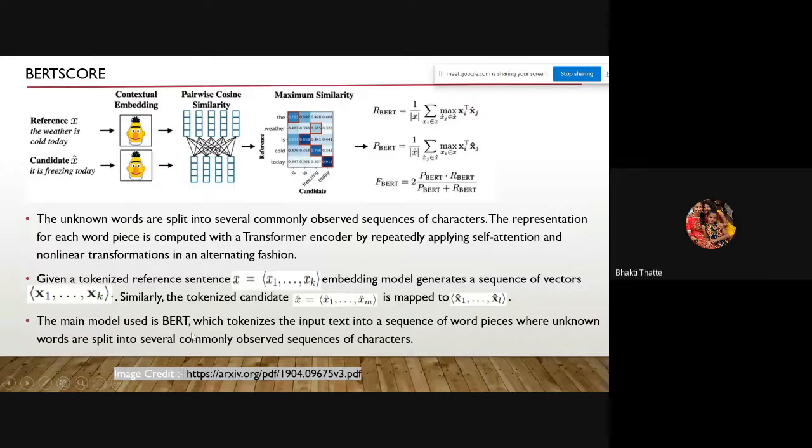Then the main model uses BERT, which tokenizes the input text into a sequence of word pieces where unknown words are split into several commonly observed sequences of characters. So once the vectors are generated, the unknown words are also separated, and they will be compared through the corpus, the word piece library, to get the exact meaning of it.